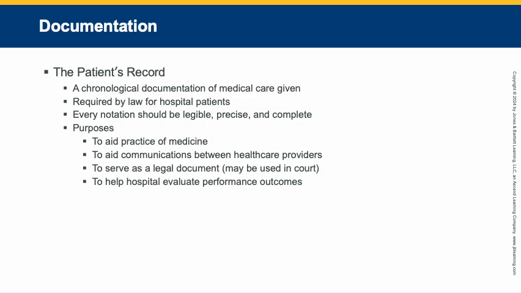So let's talk about a patient record. The patient record is a chronological documentation of the medical care that was given to this patient while they're there. The law requires that medical records be kept on hospital patients, but it does not require physicians in private practice to keep such records. Most do in the form of a clinical record. Every notation in the patient's medical or clinical record must be legible, factual, and an objective account of the patient's past and present.